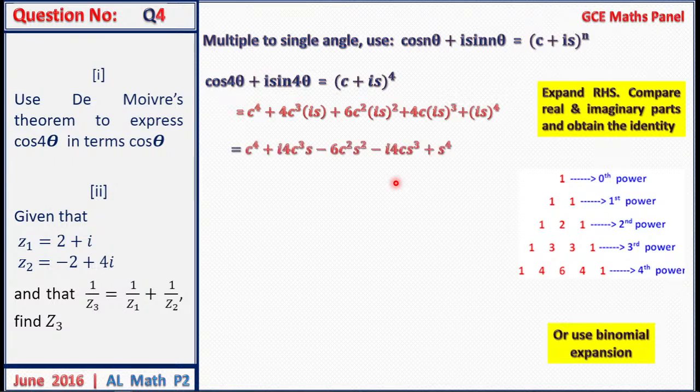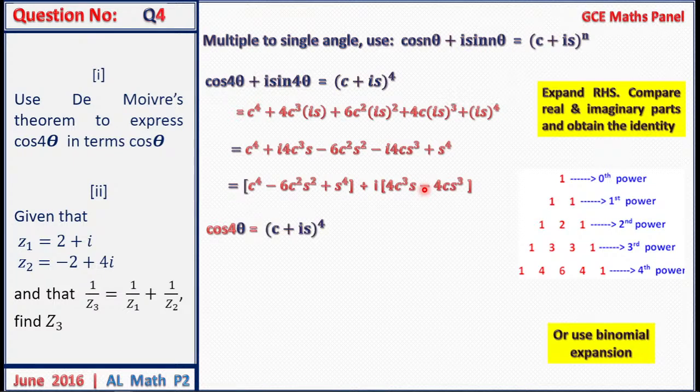Right now, when you simplify that, this is what we are going to have. But now the question that was given to us, cos nθ, is actually real. So we can group them into the real part and the imaginary part. So this is the real part, this is the imaginary part. So what do we now do with this real part and imaginary part?